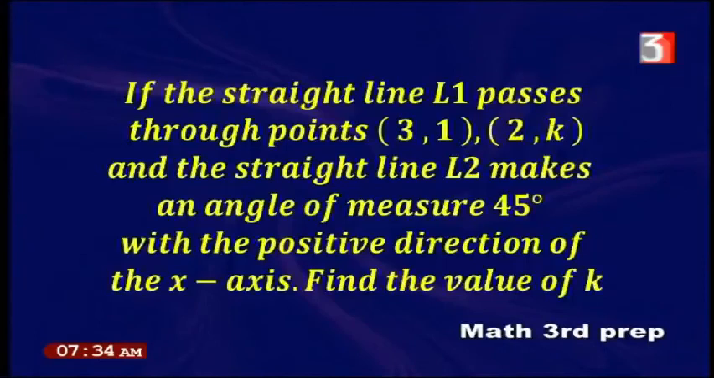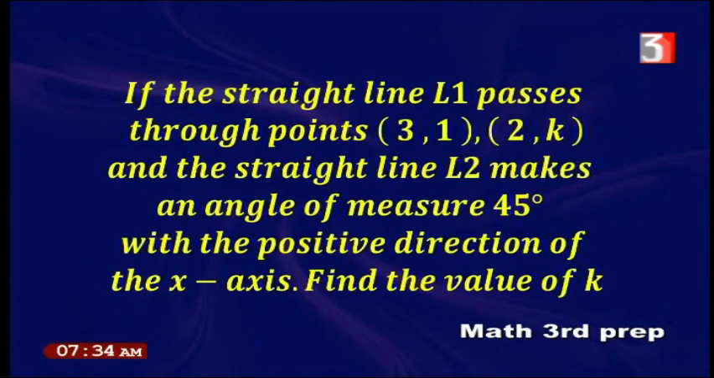If the straight line L1 passes through the points 3 and 1 and 2 and K, and the straight line L2 makes an angle of measure 45 degrees with the positive direction of the x-axis, find the value of K. When you have two parallel straight lines, you are going to notice that their slopes are equal.